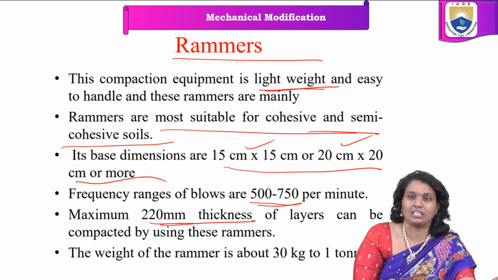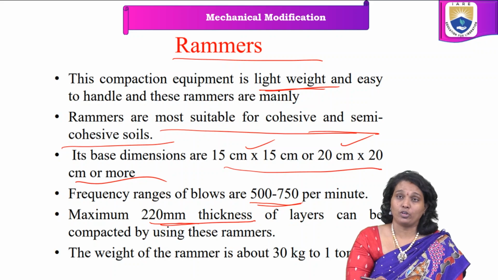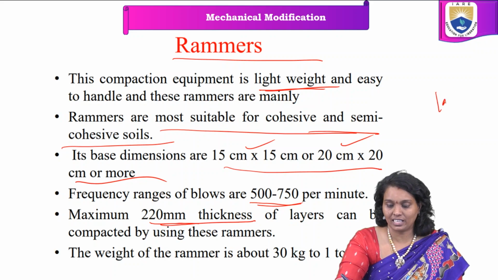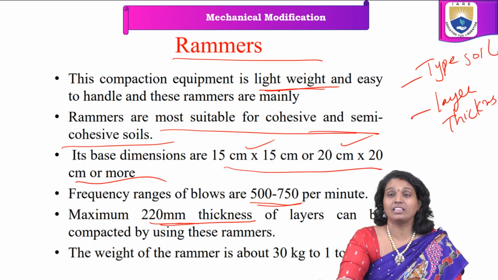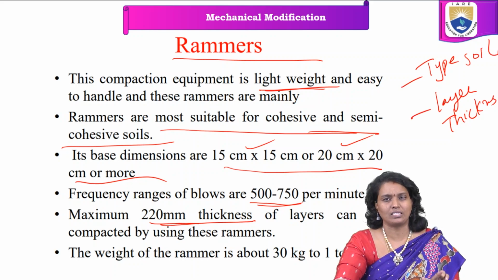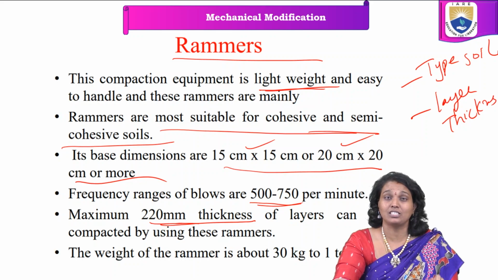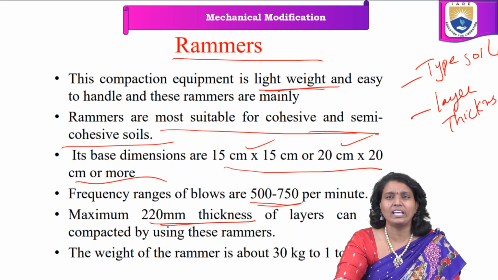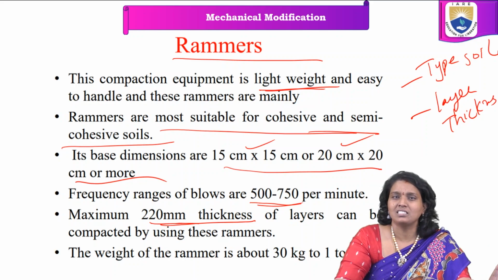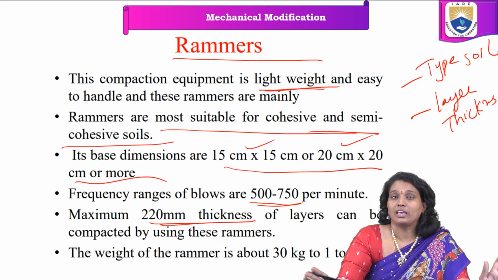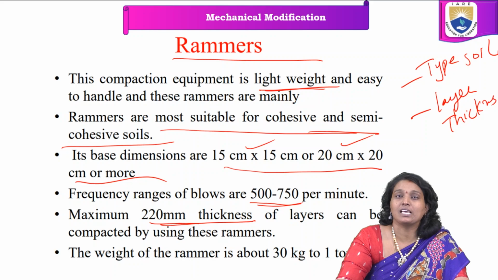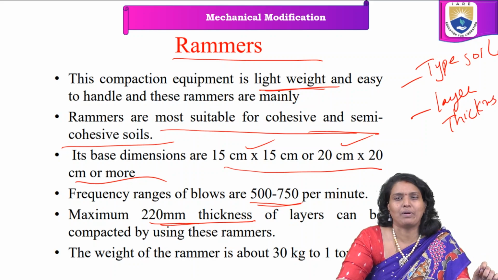Maximum 250 mm thickness. Here also, one more thing in the choice of method is layer thickness. Already we discussed that the layer thickness as well as the type of soil play a major role in choosing this rammer. For cohesive and semi-cohesive soils, a layer thickness of up to 220 mm only is acceptable for this rammer equipment. Whether it is available and whether time is not constrained, these parameters play a major role in choosing the rammer equipment for the compaction purpose.